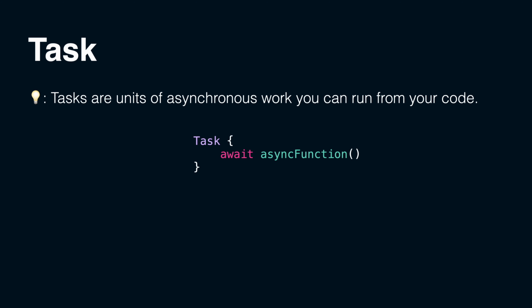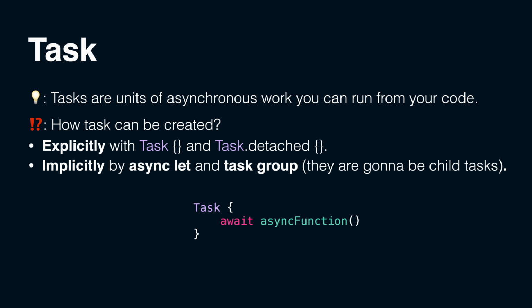How can tasks be created? Explicitly with regular and detached unstructured tasks, or implicitly by async let and task group. They are going to be child tasks. Is a task created when an await with a suspension point occurs? No, even if it is an actual suspension point. When a function makes an async call, the called function is still running as part of the same task. Similarly, when a function returns from an async call, the caller resumes running on the same task.